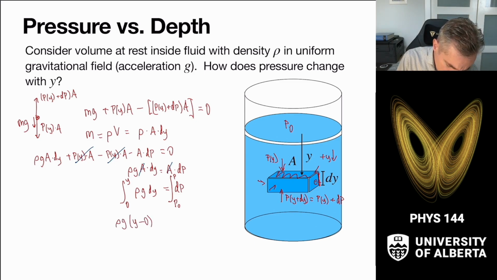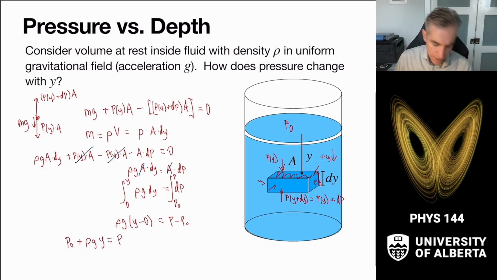So we get rho g times y minus 0 is equal to P minus P naught, because the integral of dP is just P evaluated from P naught to P, which is P minus P naught. And then we move the P naught to the other side, so P naught plus rho g y is equal to the pressure at a given depth, which is a nice little relationship. Let's highlight it. Good thing to know. Okay, so we can derive what the pressures are here and get what is called Pascal's law.